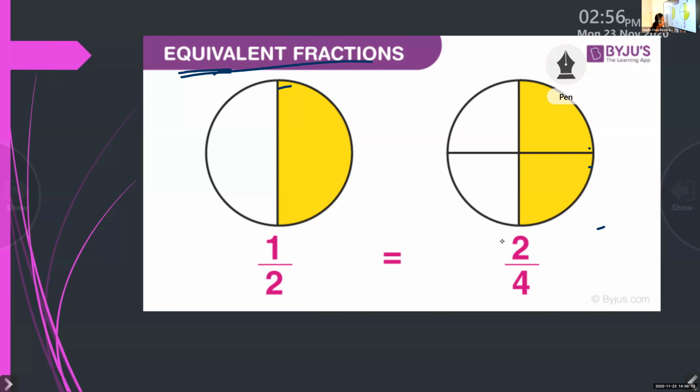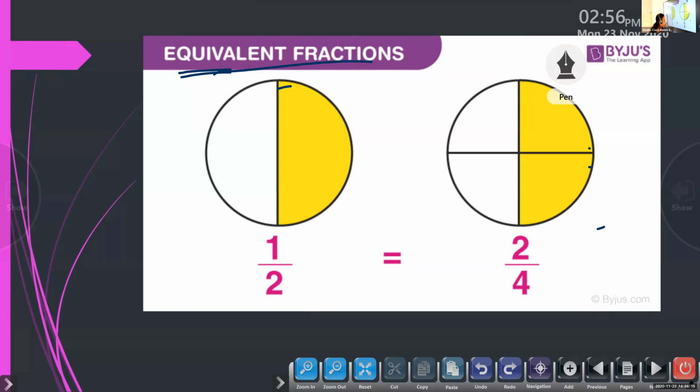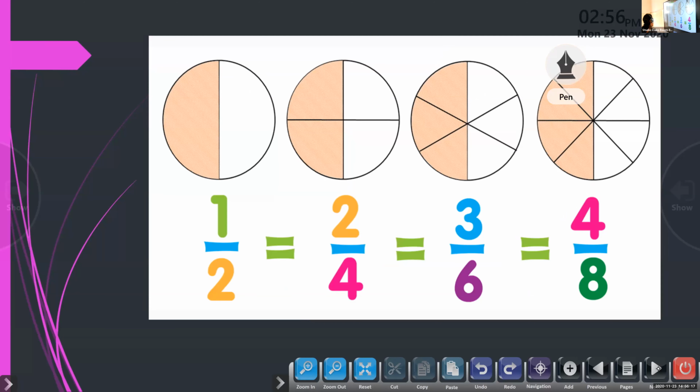Okay, now next one, look here. Children, yes, Aditi, unmute and speak. Can you see the pictures? Are they equivalent fractions? Okay, we will check.